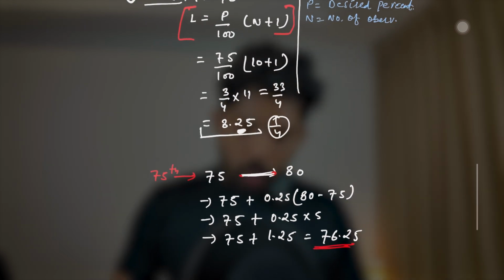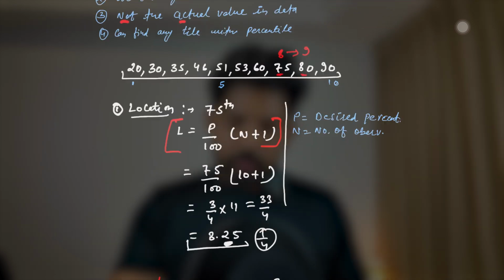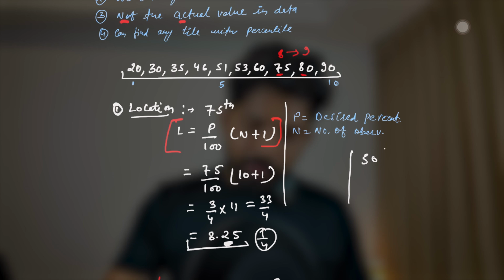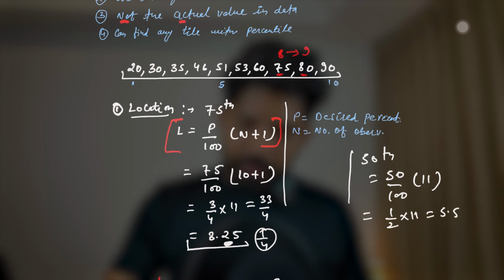Let's say if someone asks you, what is the 50th percentile of this data set? So simply what you can do, you can write 50 upon 100 times 11, means 1 by 2 times 11, which is 5.5, which will be somewhere between these two values. When you find it, you will get 51 plus 2 by 5, which is 0.4, and you will get this value, 51.4. So that's easy. You have to practice this. Just practice on a few questions and you will be good to go in this topic.